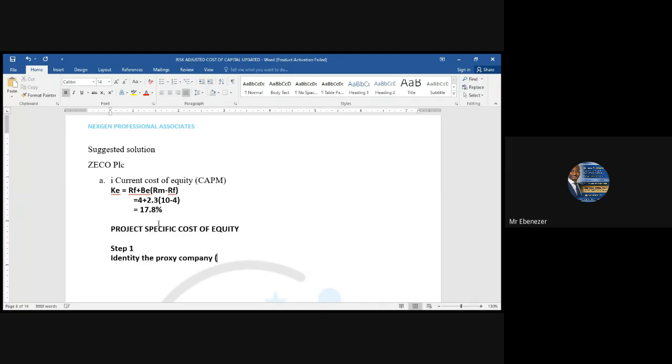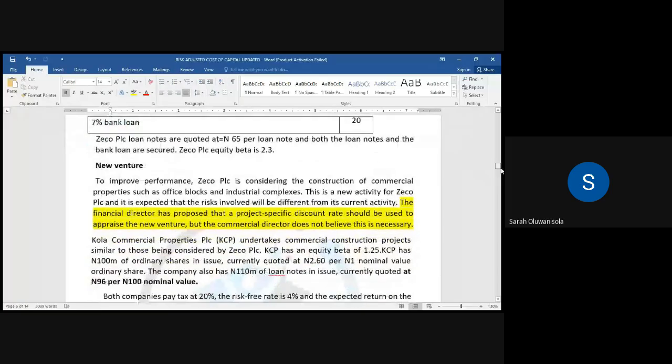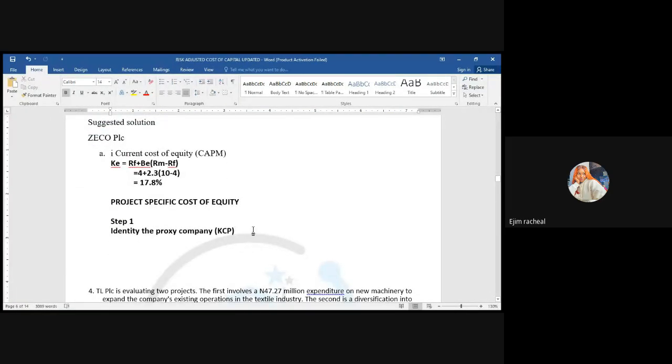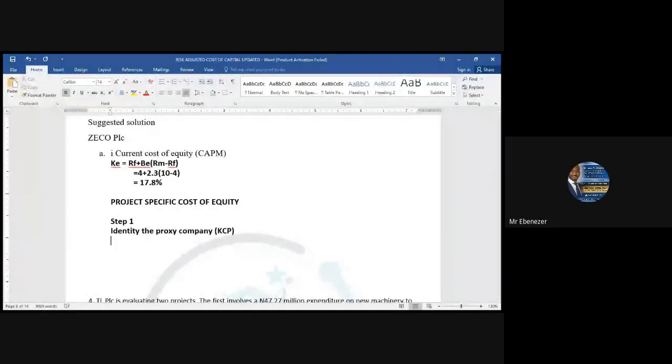The proxy company is what? KCP, Color Construction Properties. That's fine. Step 2 is for us to remove the financial risk.